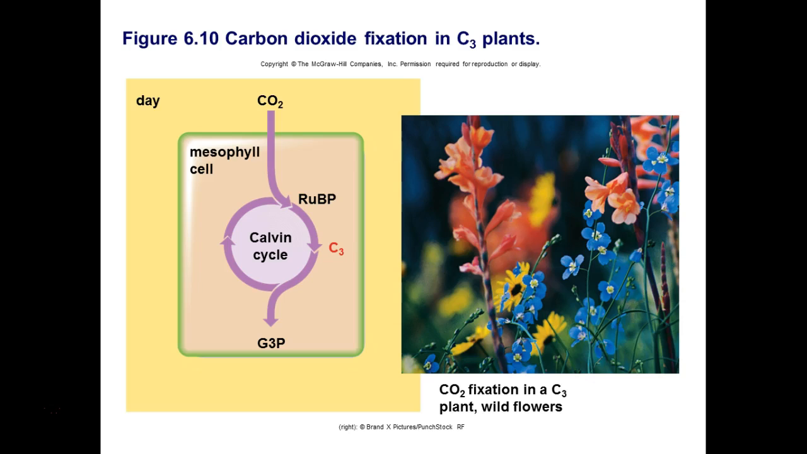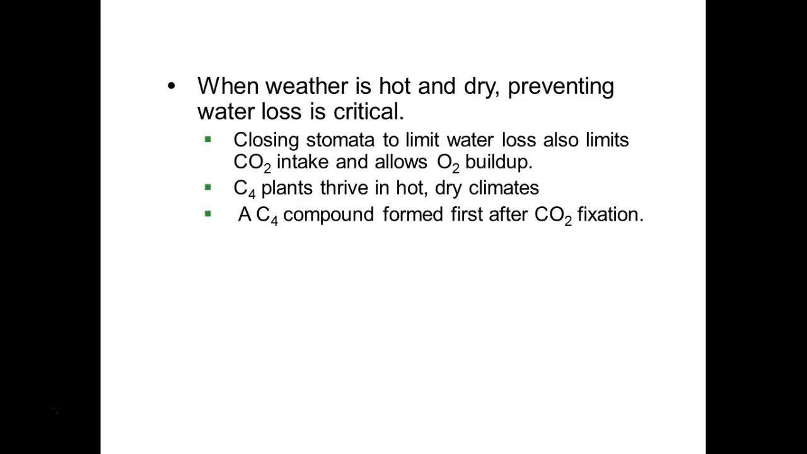There's a bit of a problem, though, with C3 plants because their stomates are open during the day. If the weather gets really hot, the plant runs into a problem because the stomates are open and water is lost through these stomates. So these plants very often will not do well in hot summers. When the weather is hot and dry, preventing water loss is critical. It would be good if they could close their stomates to limit water loss, but closing the stomates, which they can do, is going to prevent carbon dioxide from coming into the plant. It also causes another problem because it allows for the buildup of oxygen. That's a problem inside of the plant, something called photorespiration.